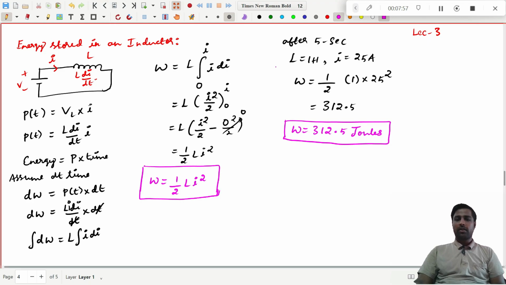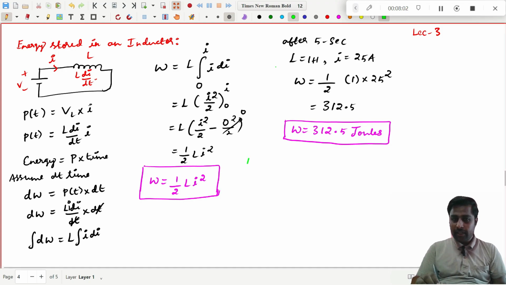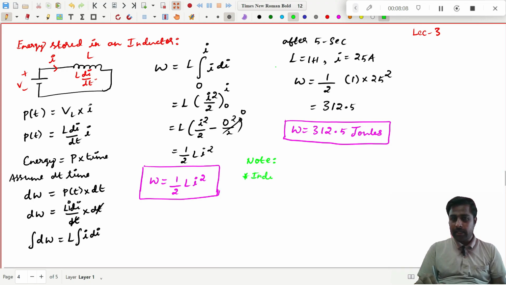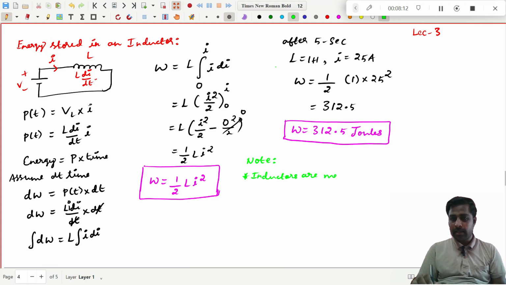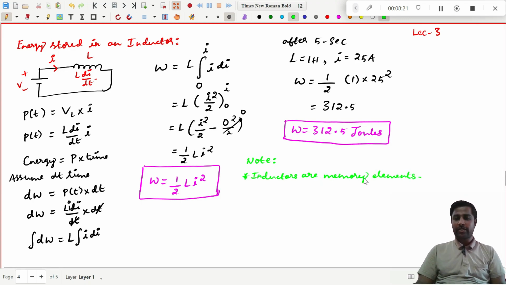So what are all the points we can consolidate here? We can put a note here. Note, first point: inductors are memory elements, because they store energy. So it can store energy, and I am writing that this is a memory element.